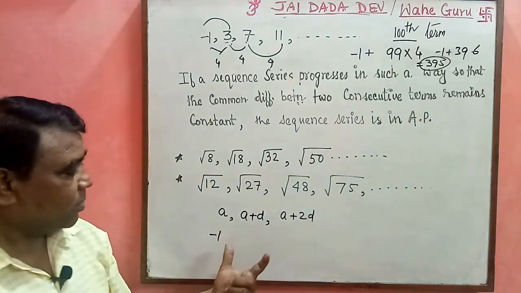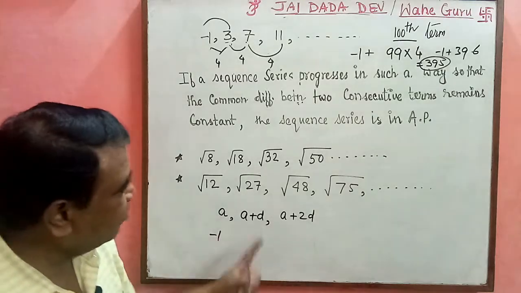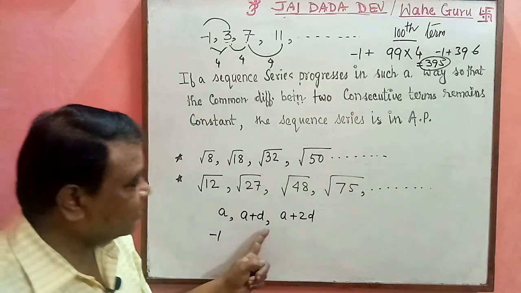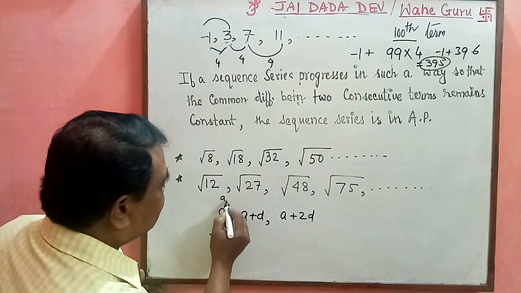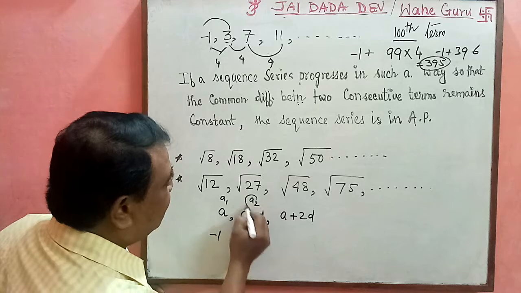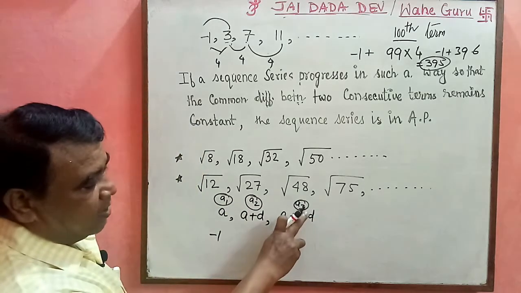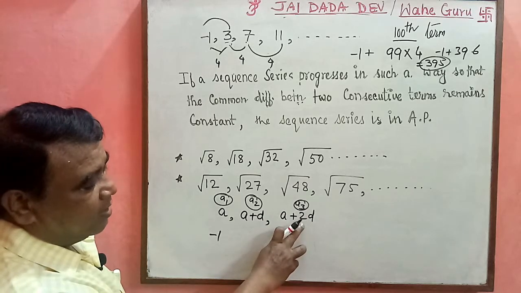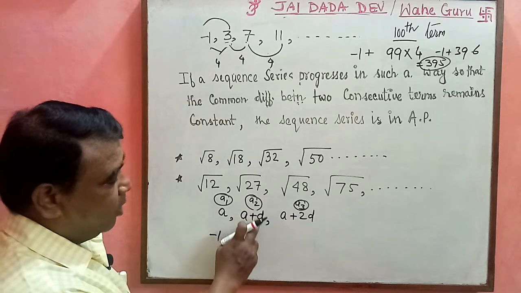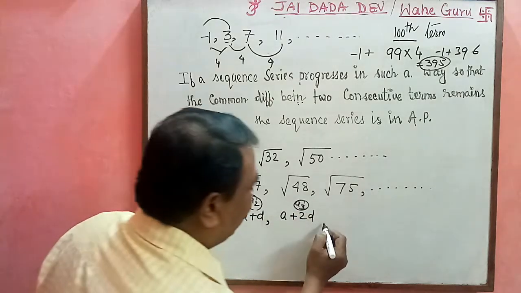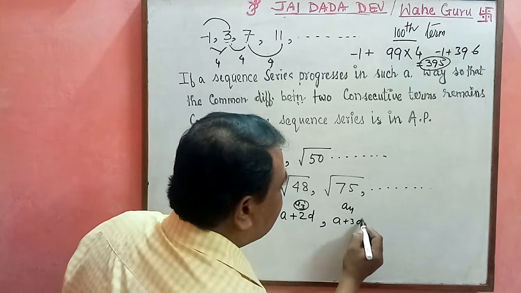Here you see, A is the first term. If the common difference is D, the next term will be A plus D. And the third term is A plus 2D. So this is your first term, this is the second term, and this is the third term. You notice here, for the third term we are multiplying D by 2. For the second term we are multiplying D by 1. And accordingly, if I write the fourth term, definitely A plus 3D.